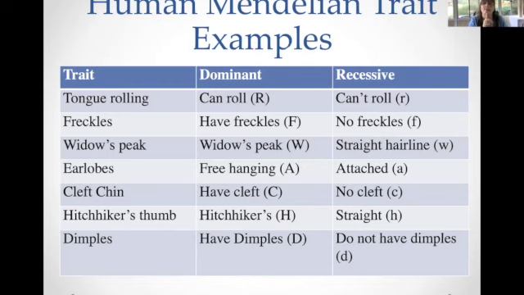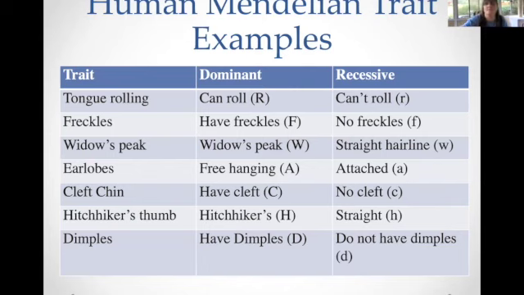Cleft chin, where it looks like there's a little line here. George Clooney has that. That is a dominant trait. Hitchhiker's thumb. This is the one I get the most questions about. If your thumb bends back, that's the hitchhiker's thumb. If when you pull it back as far as you can, it only goes like this, it's straight, that is the recessive trait. Some people have, it looks like a hook. It's bizarre. And then, of course, we have dimples.